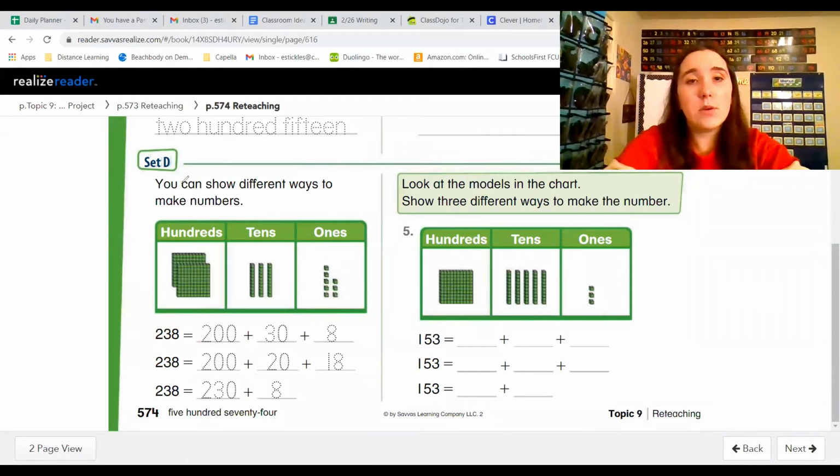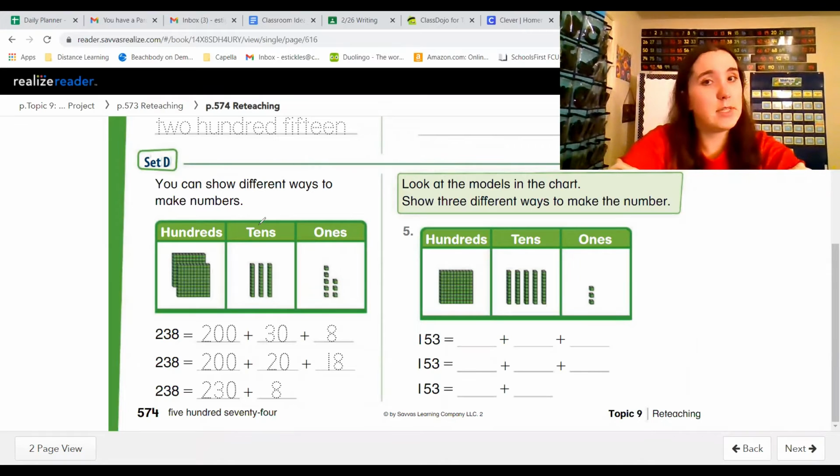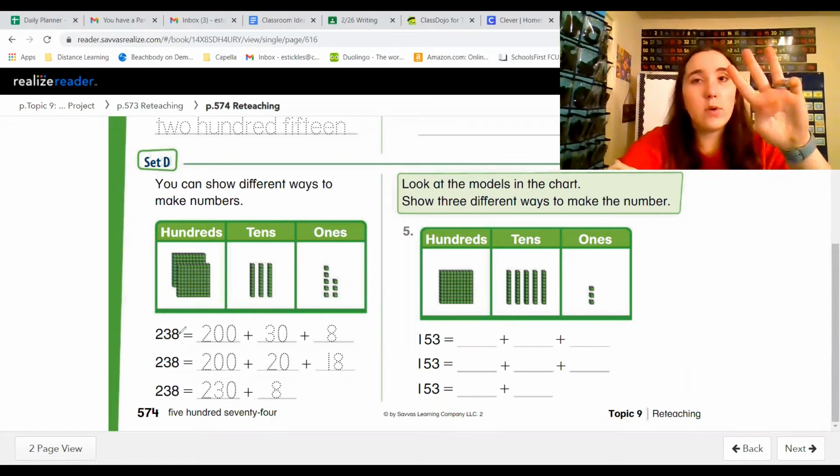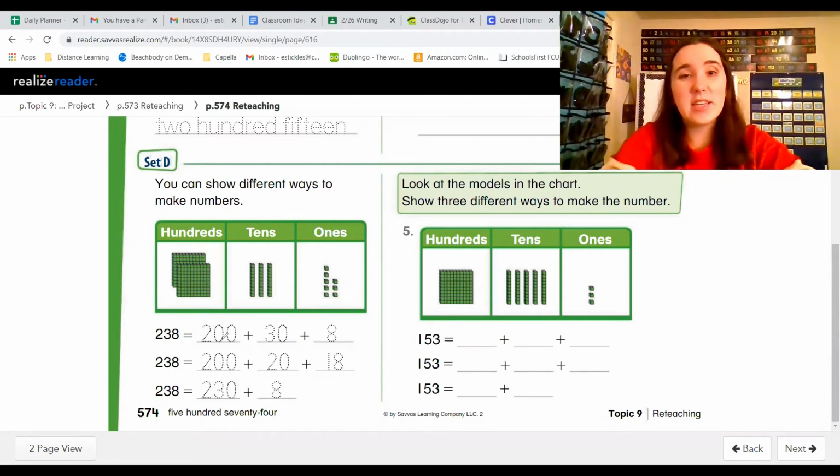Okay, on the left it says you can show different ways to make numbers. Definitely true. You have to think outside the box with this a little bit, friends, but let's take a peek. So our number is 238. So we need to figure out 3 different ways that we can write out 238, kind of an expanded form, where we're breaking it apart into different numbers that we're adding together.